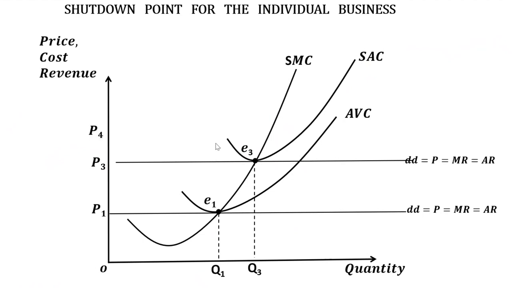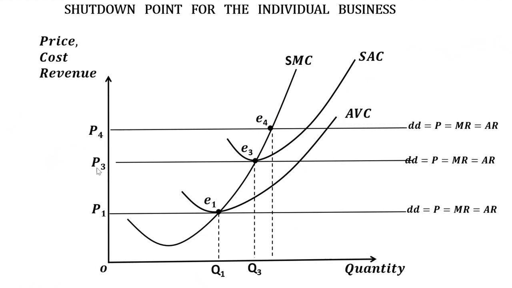They also ask another question. What happens when the price increases to P4? What happens if the price increases from P3 to P4? Again, here you can see the marginal cost is equal to marginal revenue at point E4. But what happens when we produce at point E4? The output level of production increases from Q3 to Q4.